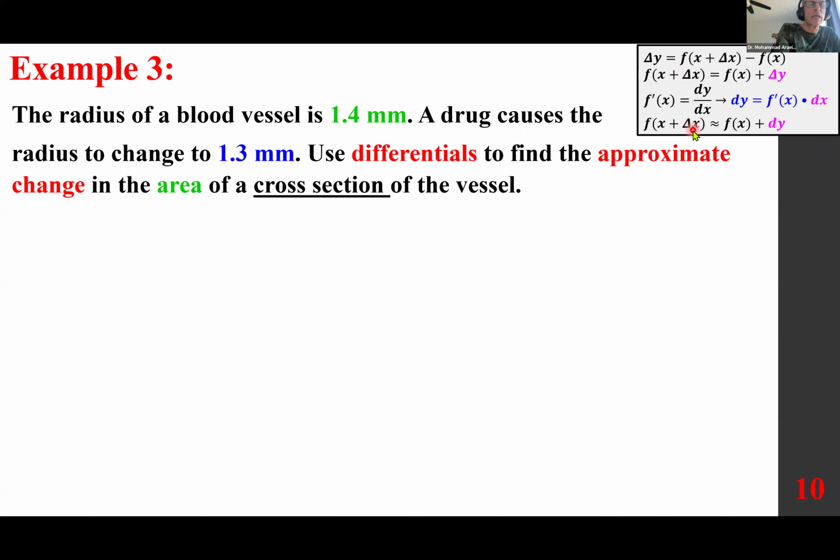So, for example, the radius of a blood vessel is 1.4 millimeters. A drug causes the radius to change to 1.3 millimeters. Use differentials to find the approximate change in the area of a cross section of the vessel. So, what's going on?